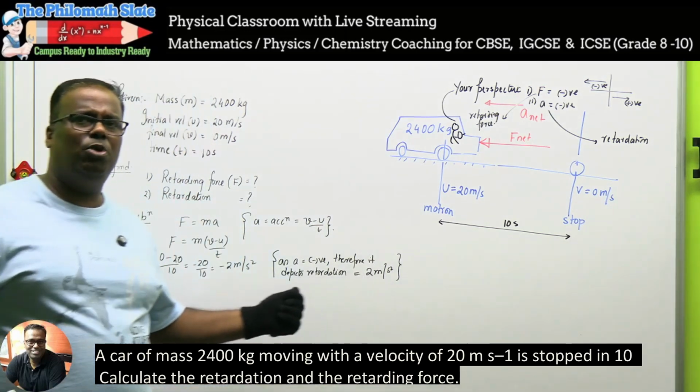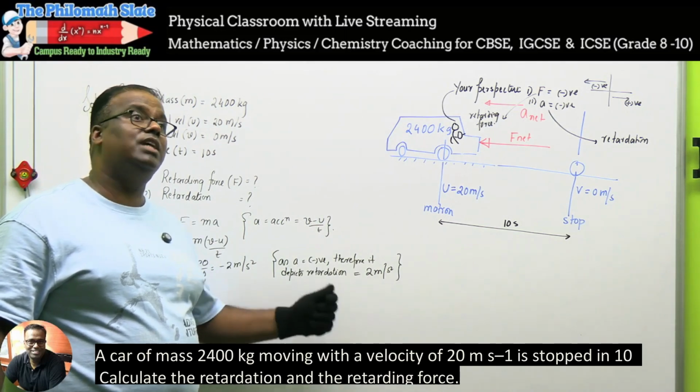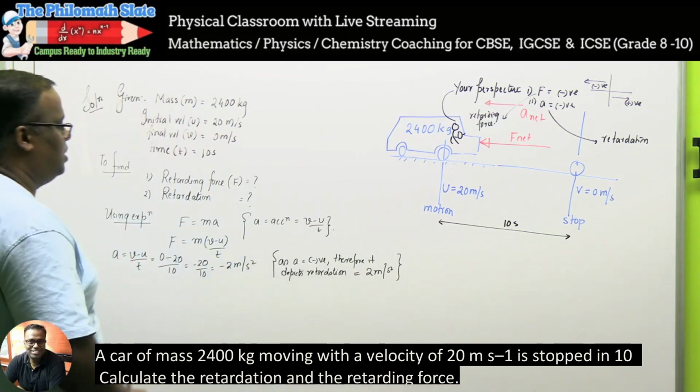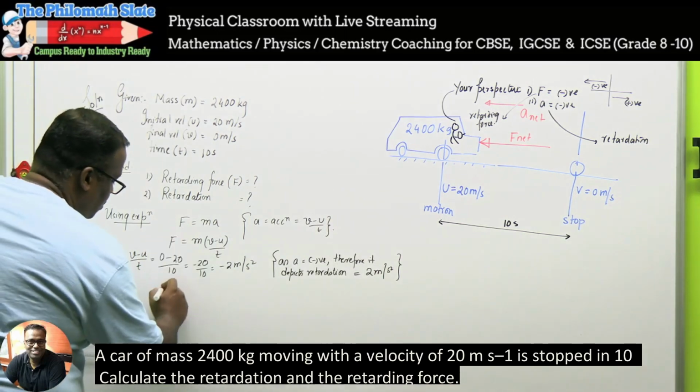But suppose the problem had retardation given to you, and when you start doing the problem, you will take acceleration as negative, because acceleration is the negative of retardation. So retardation is 2 meters per second square. One part of the answer is done, and we continue.